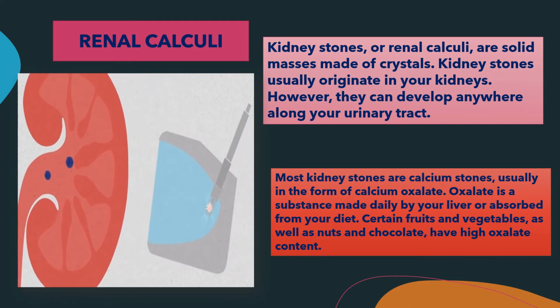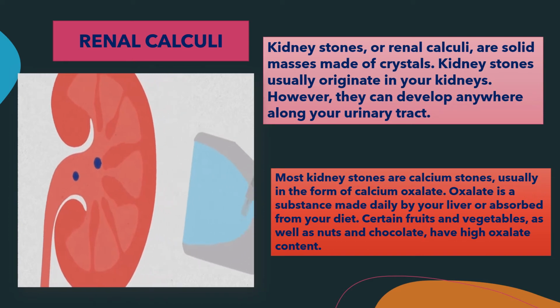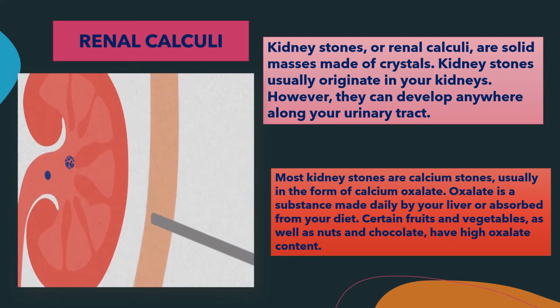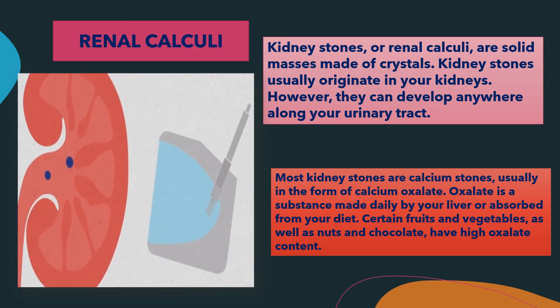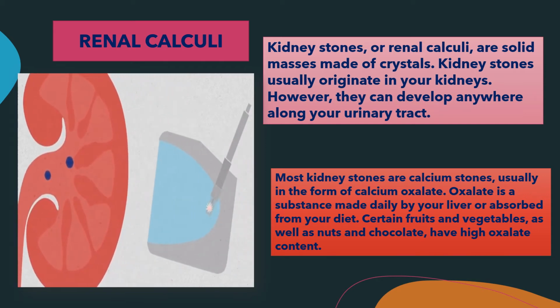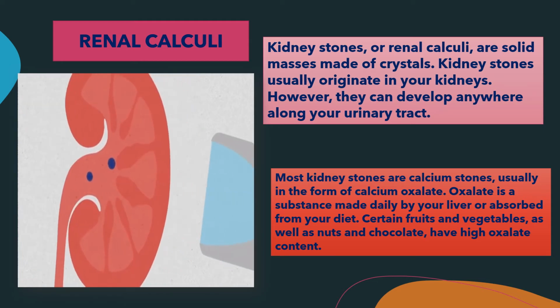Next, most kidney stones are calcium stones, usually in the form of calcium oxalate. Oxalate is a substance made daily by your liver or absorbed from your diet. Certain fruits and vegetables, as well as nuts and chocolate, have high oxalate content.